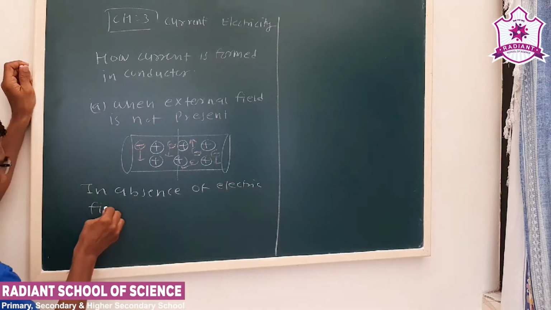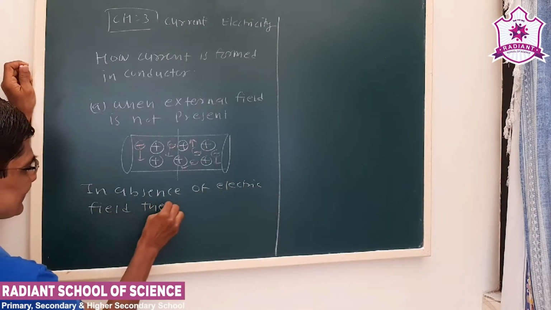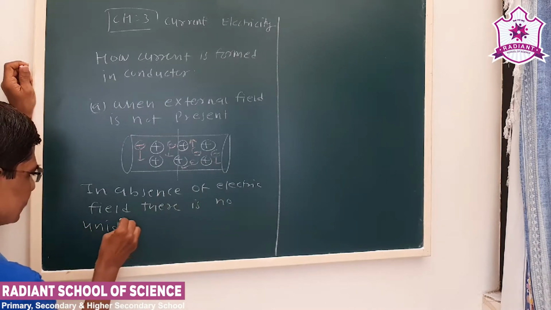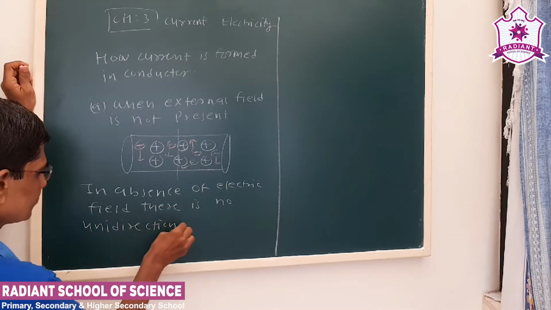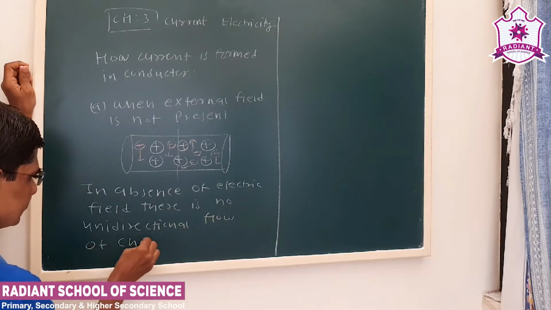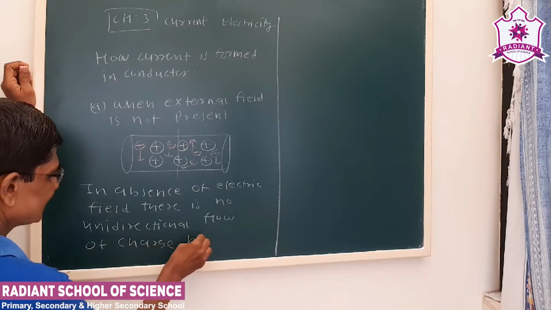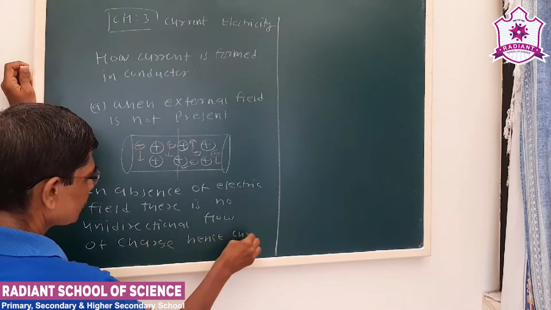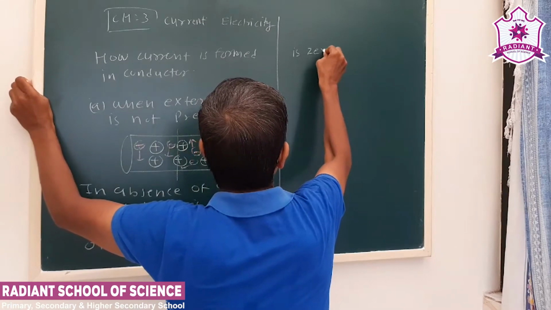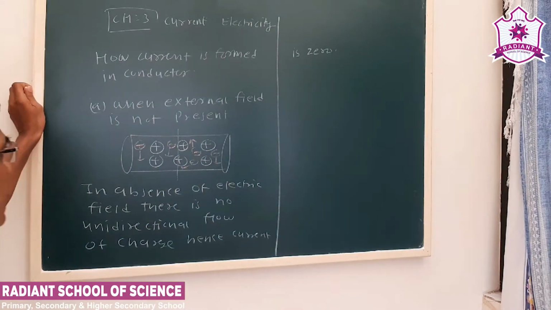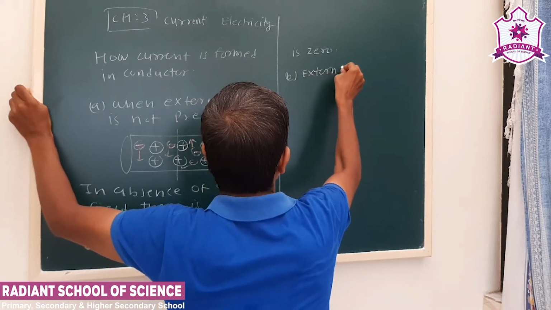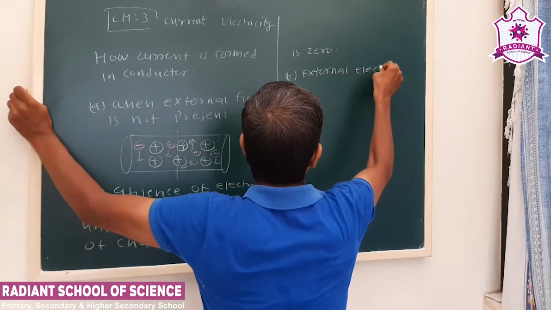So, in absence of electric field, there is no unidirectional flow of charge. Hence, current is zero. Second case, when external electric field is present.